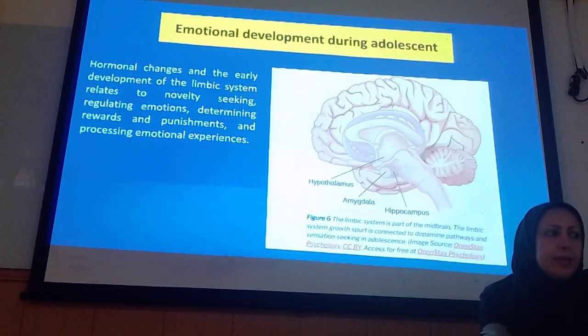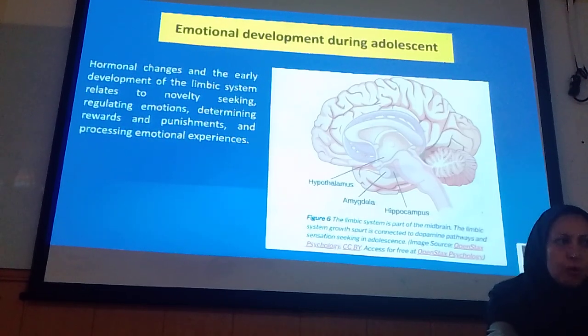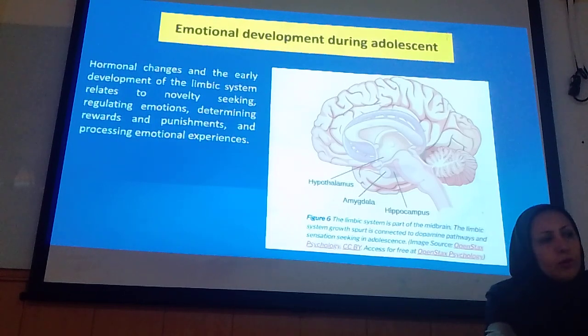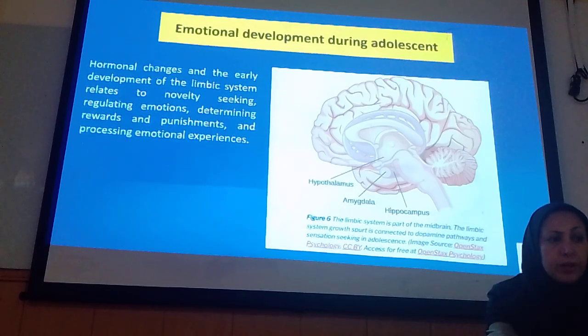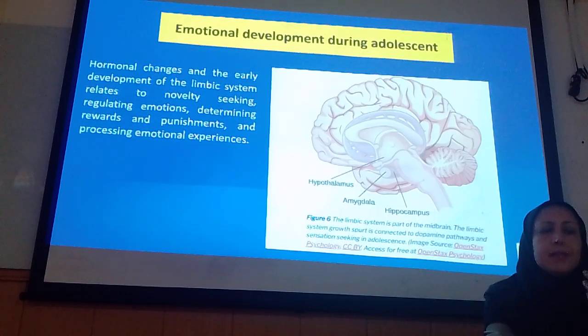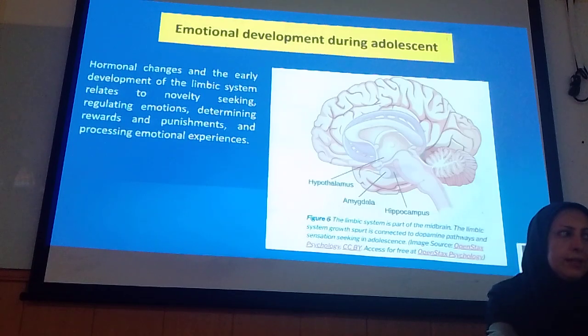Another change in the adolescent's life is emotional development. This picture is the limbic system. The limbic system is linked to the hormonal changes that occur during puberty, and it develops years ahead of the front part of the brain, the frontal cortex. Puberty hormones target the amygdala here, part of the limbic system, directly, and powerful sensations become compelling.